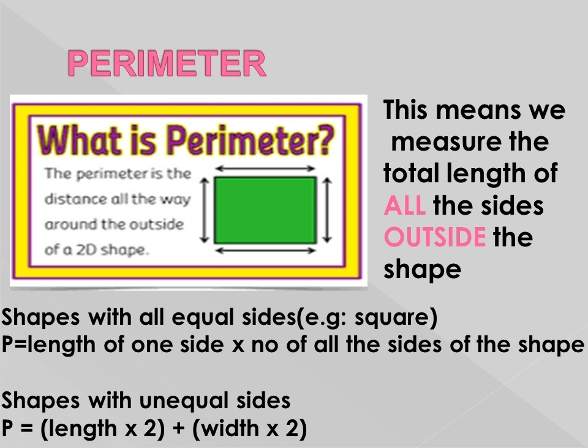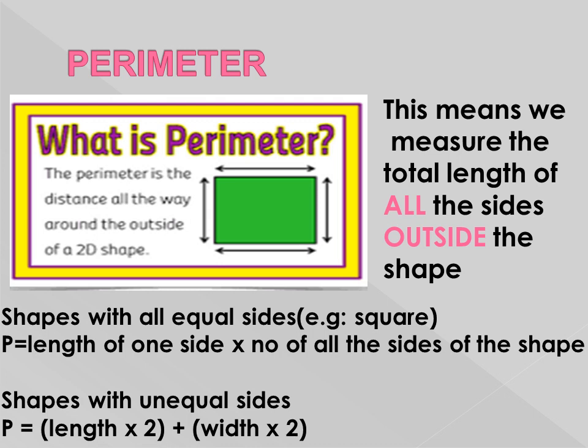Great job! The length of one side is 4 centimeters. I did not give you the length of the other sides, but since it's a square and all the sides are the same, the length of all of the sides will be the same. So what do I do? 4 times how many sides? 4. It means the perimeter of the square is 16. 4 times 4, 16 centimeters.